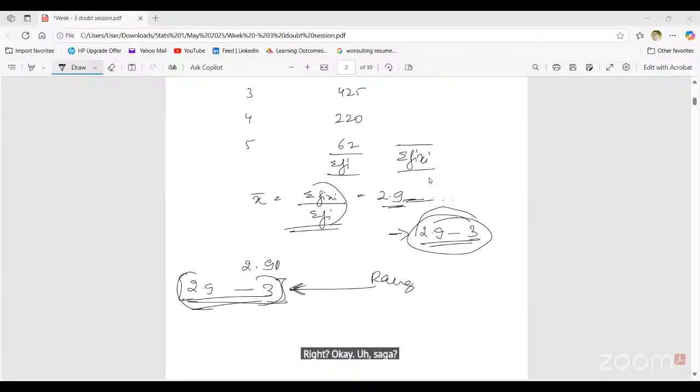Sagar, ma'am, question number 3. What's your doubt in this?